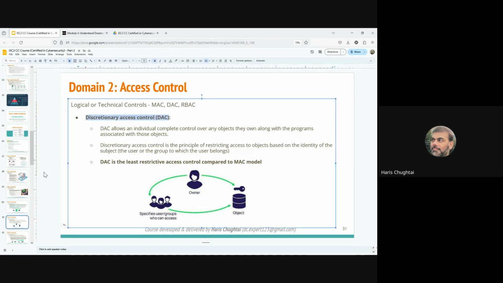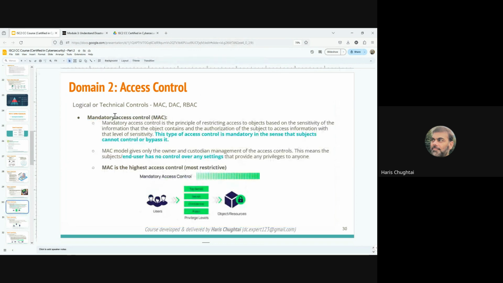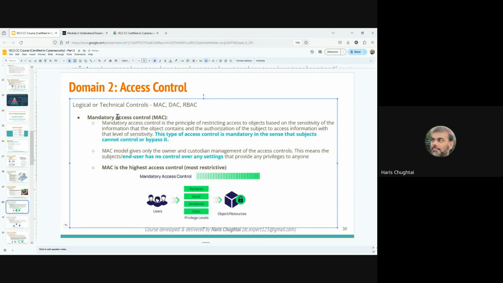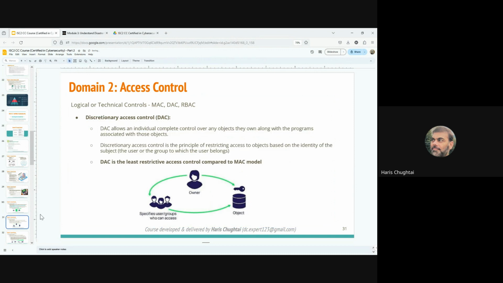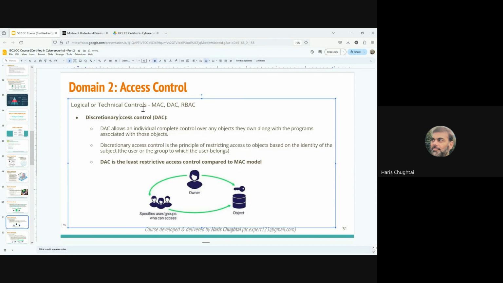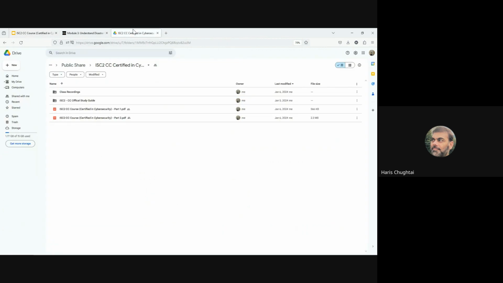So in discretionary access control, you can say it is less restrictive, in the sense that it is at the discretion of a person. If I am the owner of the document, I can say that, out of certain users, maybe I'm giving you full access. Maybe I can come to this Google document.